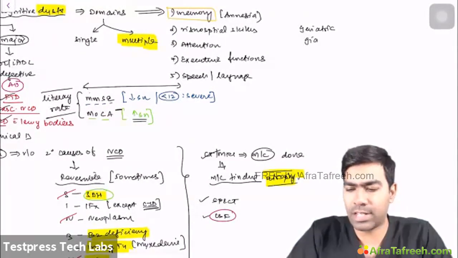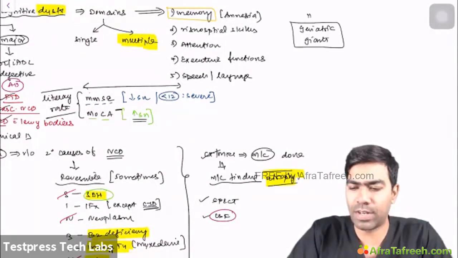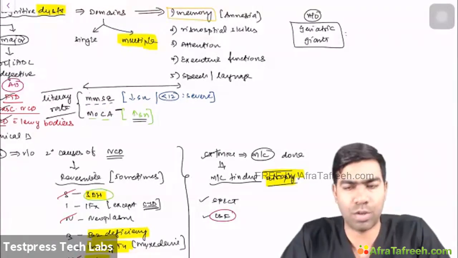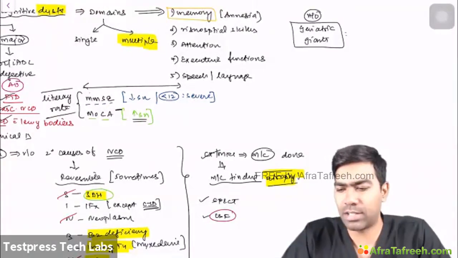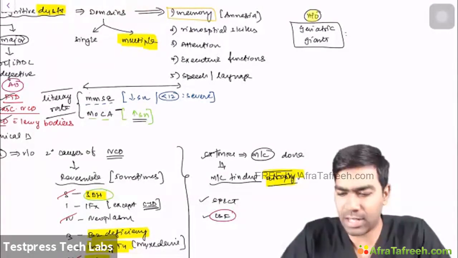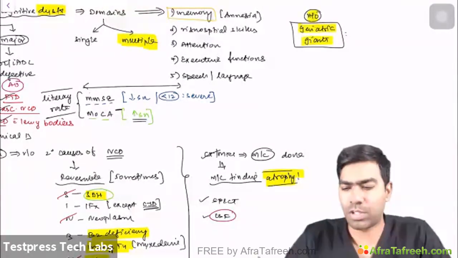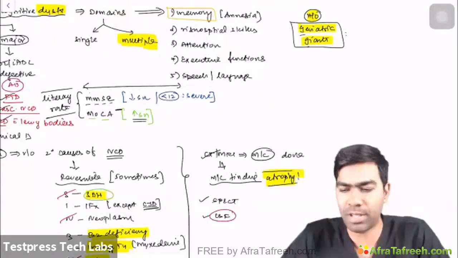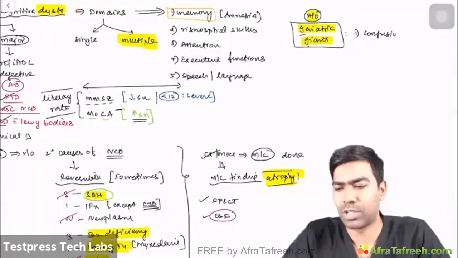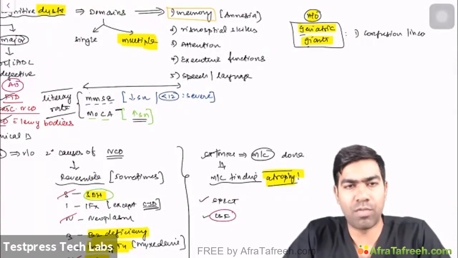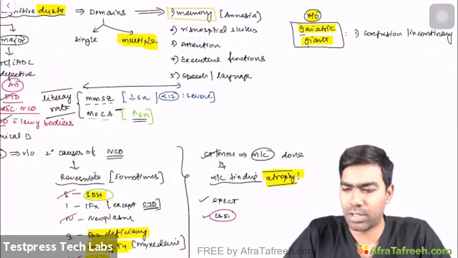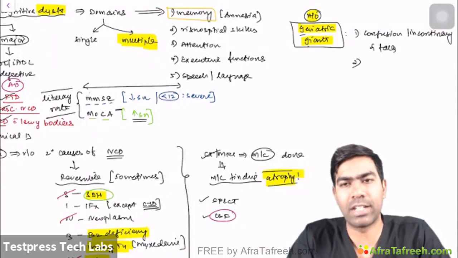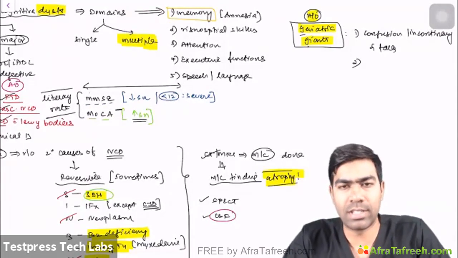What do you mean by geriatric giants? Because history is very, very important whenever you take a history for neurocognitive disorder. Geriatric giants means that if these are present, there is a strong possibility of an underlying neurocognitive disorder. That's why these are called geriatric giants, which happen in the elderly population. Number one is confusion, incontinence, and falls. Recurrent falls in elderly, confusion in elderly, incontinence. So this is the first geriatric giant.